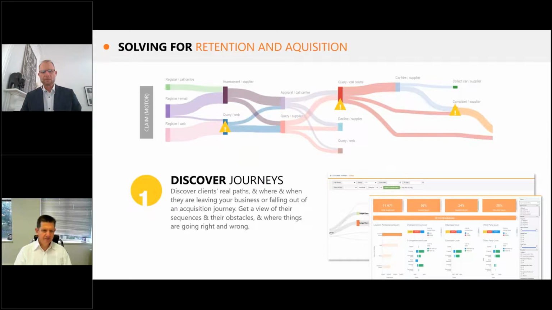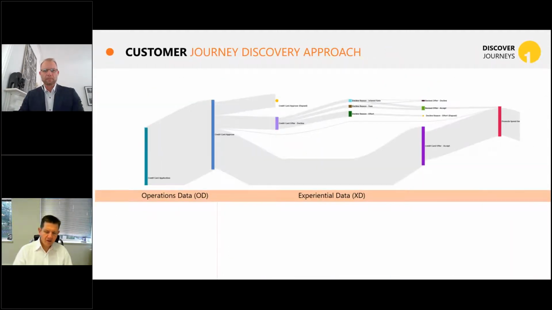I'm sure for those of you on the line that are more technical in nature, you're asking the question, well, how do we do this? And that's really where the technology comes into play, and we start to use some of the data techniques that we have available to us. So our starting point for visualizing these journeys is by taking in operational data.